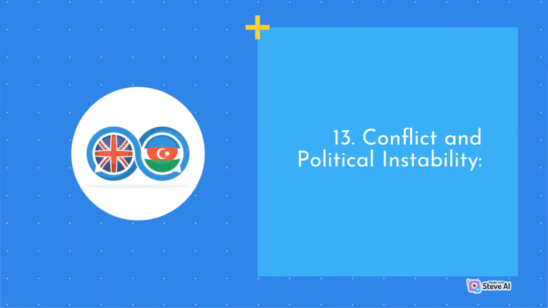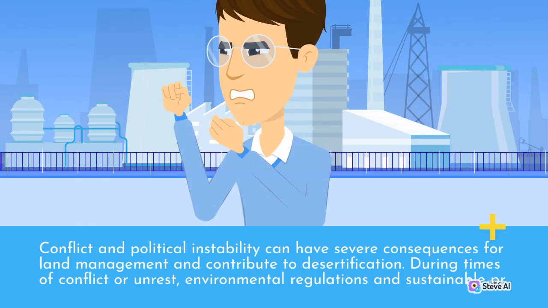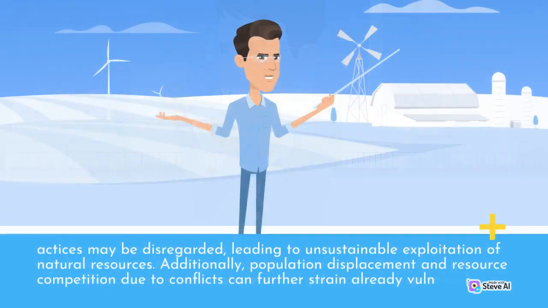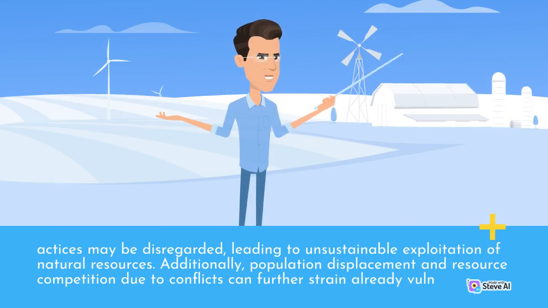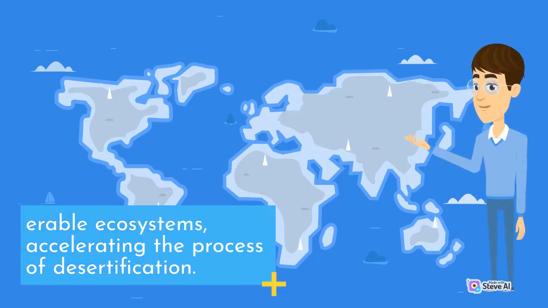13. Conflict and political instability. Conflict and political instability can have severe consequences for land management and contribute to desertification. During times of conflict or unrest, environmental regulations and sustainable practices may be disregarded, leading to unsustainable exploitation of natural resources. Additionally, population displacement and resource competition due to conflicts can further strain already vulnerable ecosystems, accelerating the process of desertification.